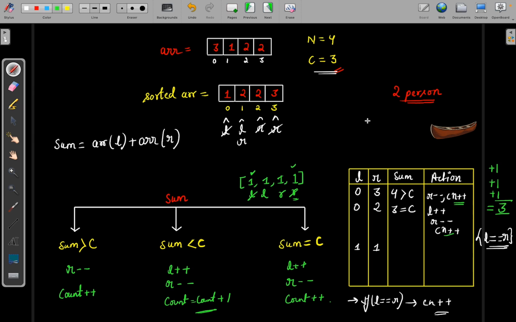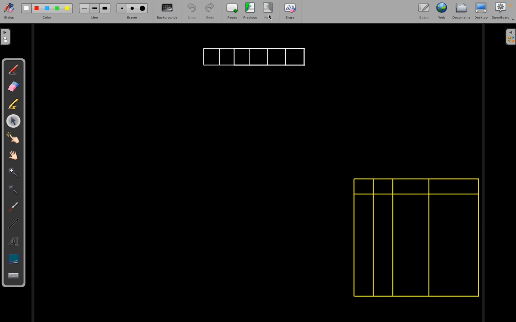Now is this making sense? Now let's take one more good example. I'll simply fill in some numbers. So let's take 3, then 4, then 1, then 2, 2, 5. So I guess there are 6 elements here. Let me quickly put the indexes, 0, 1, 2, 3, 4, 5. This is an array.